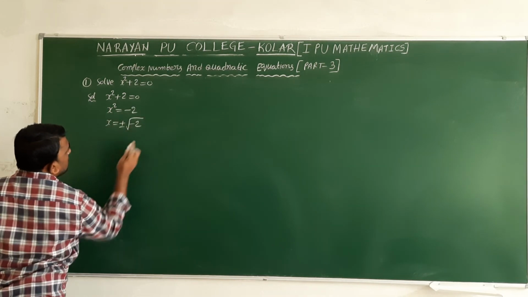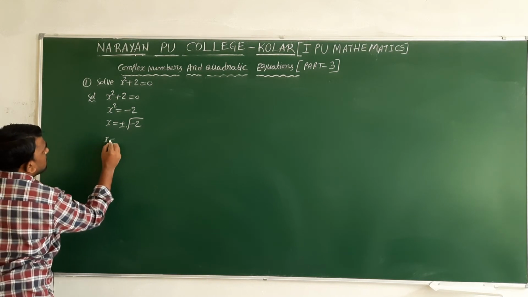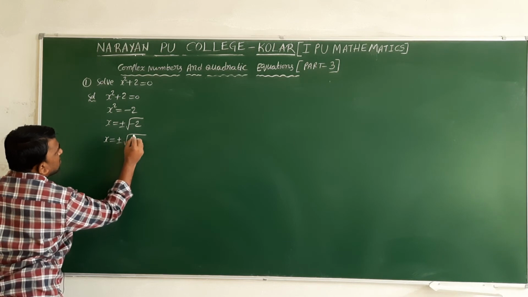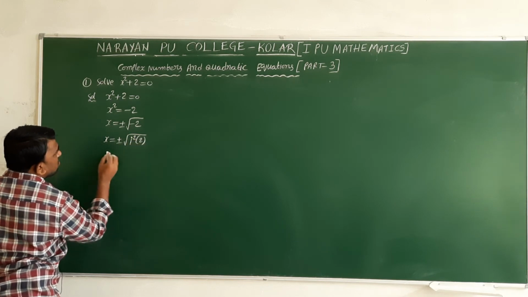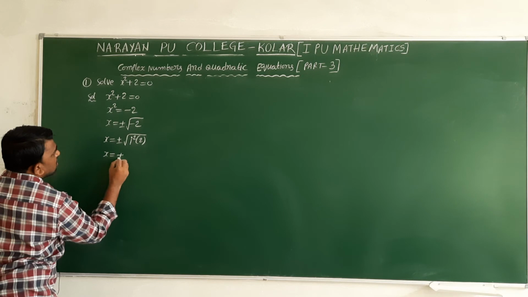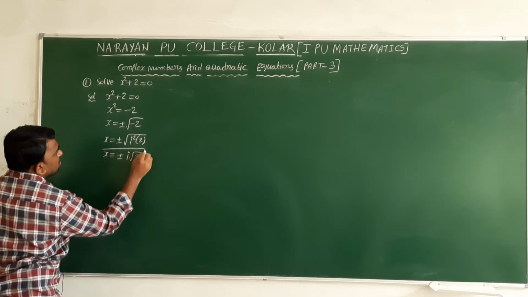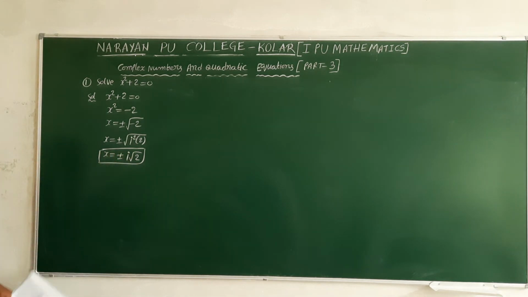over minus 2. Already I told you, if a negative is inside the root, we can convert it into the imaginary part. That minus is i square into 2, so x equal to plus or minus i into root 2. These are the solutions of the quadratic equation x square plus 2 equal to 0.